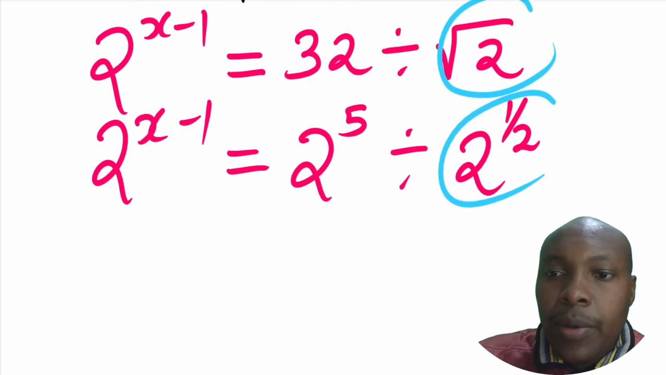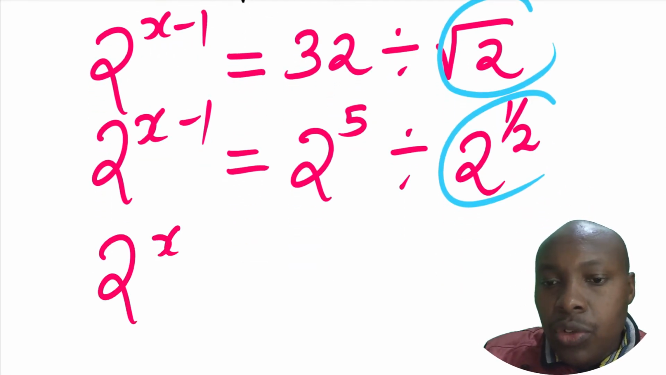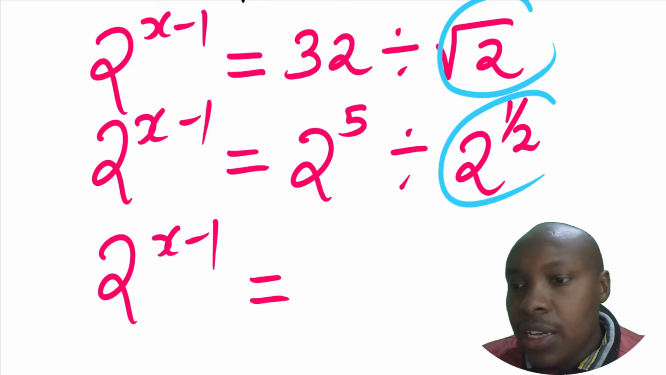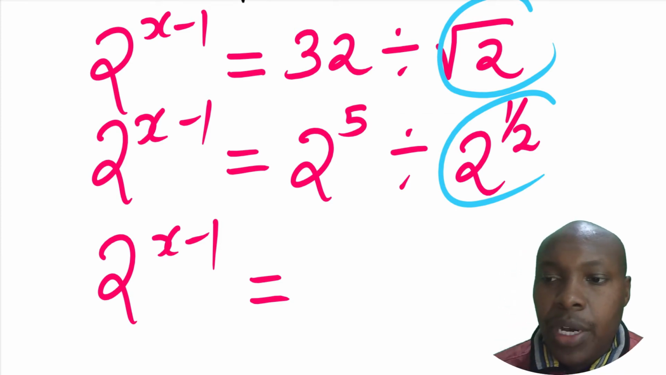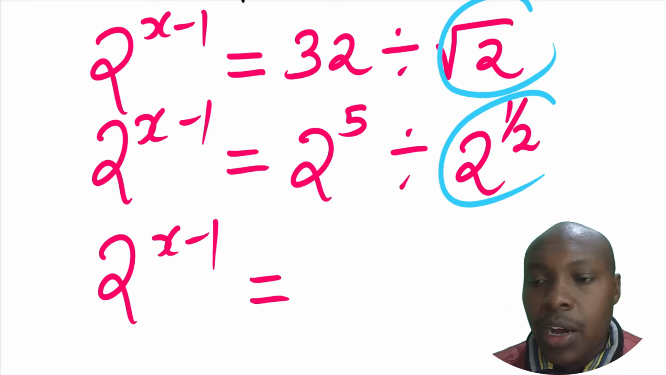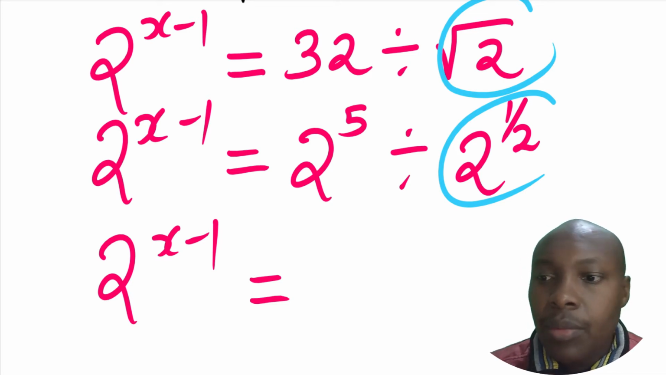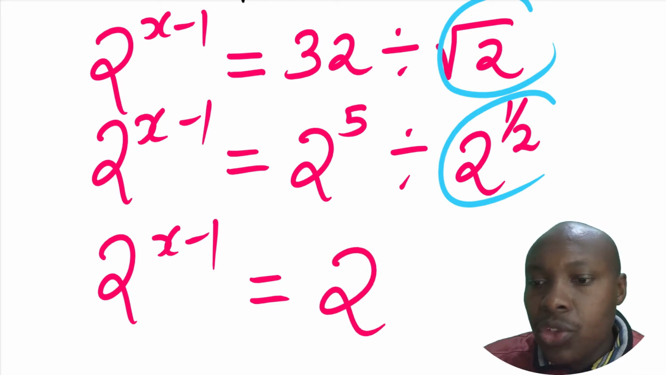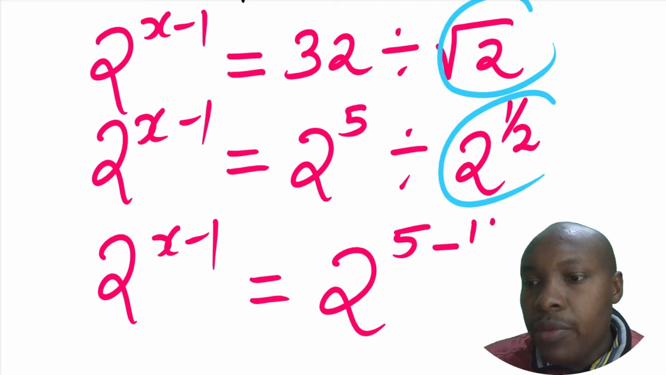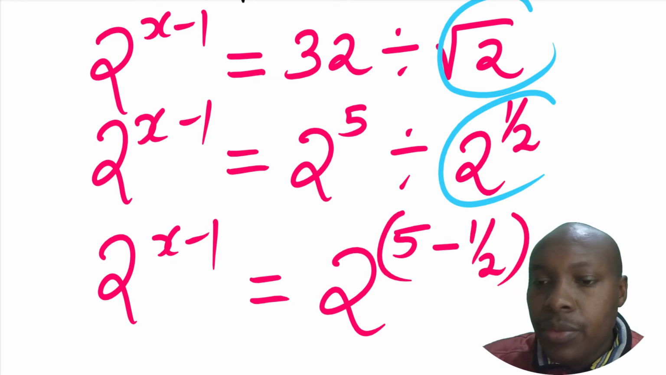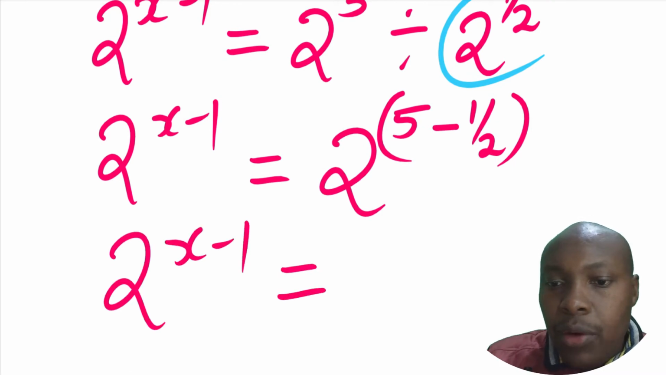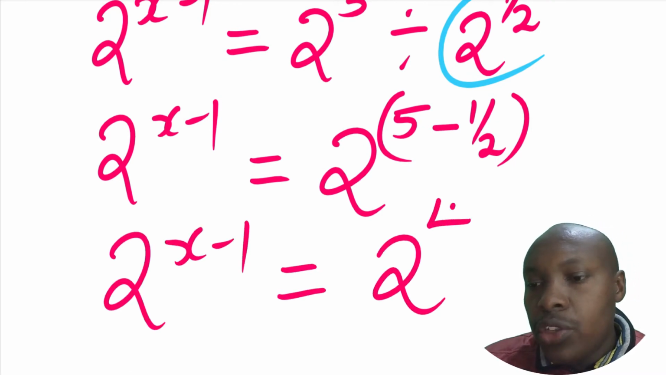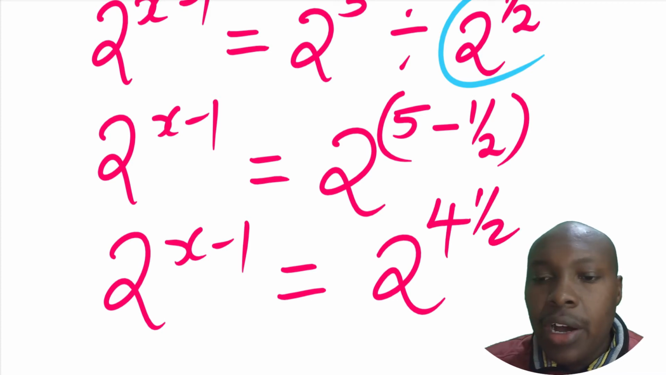Then from there, we can continue with the right hand side, and since we are dividing, look at the right hand side: 2 raised to power 5 divided by 2 raised to power a half. So we're dividing and the base is the same, so we subtract the powers. So 2 raised to power 5 minus a half. Then from there, we shall have 2 raised to power 4 and a half.